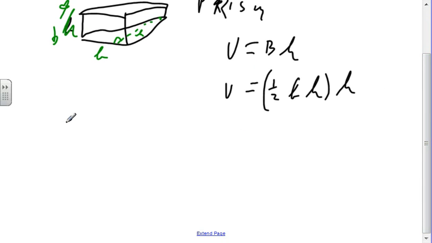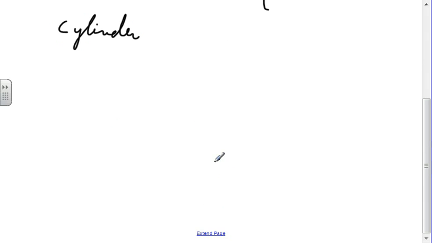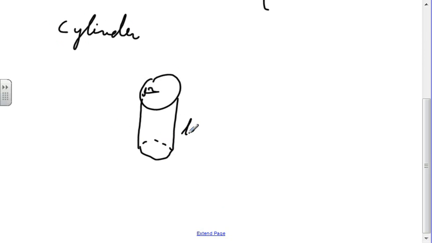We have a cylinder. A cylinder would be like a hot water tank, for example. And I've got some radius R. I have some height. And the volume of the cylinder is going to be the area of the circle, pi r squared, times the height.